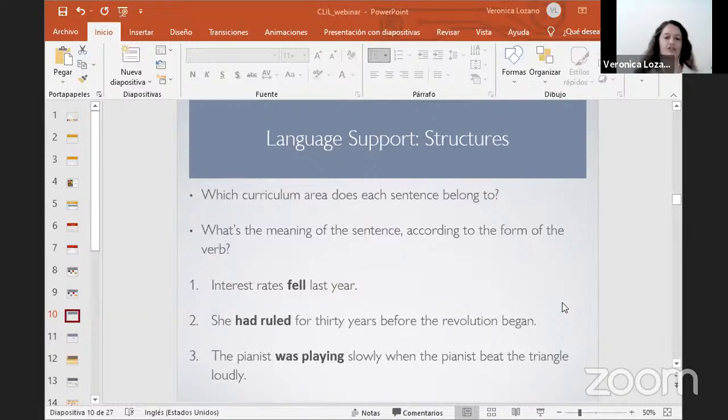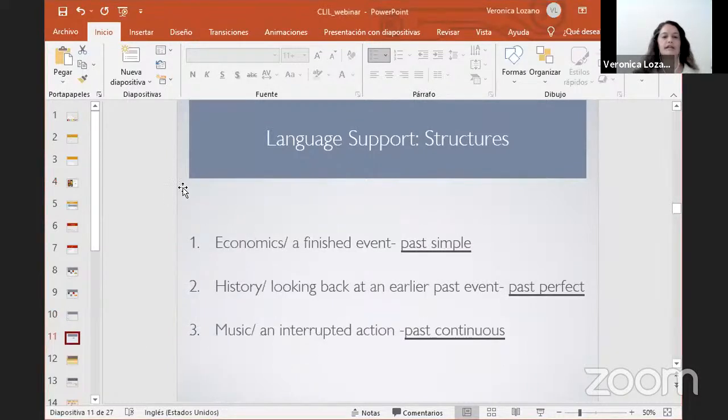Exactly, finished action. Simple past for finished actions. Then she had ruled for 30 years before the revolution began. If you have any ideas, just post them in the chat, please. And then was playing. Okay, I have some ideas in the chat, and let's check.